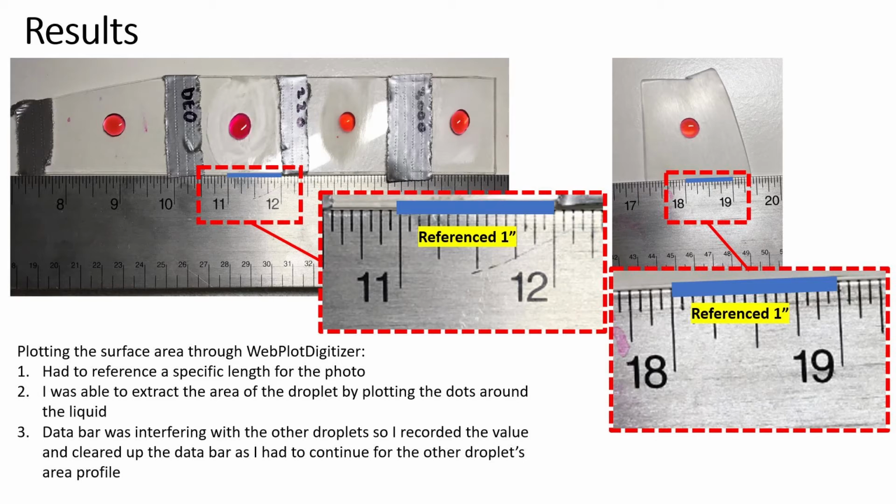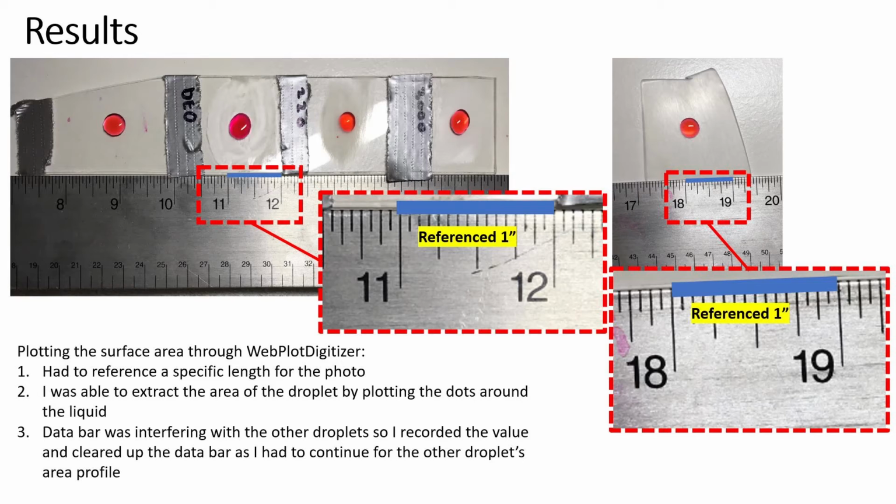I also have the results of extracting the surface area profile of the liquid droplets on the acrylic material. So basically what I did, I had to reference a specific length on the photo, and I referenced the 1-inch mark from 11 to 12 and 18 to 19 inches, and this was for the 4 drops as you can see on the left hand side of the picture, and then the right hand side is the ideal smooth surface to extract the area profile of the droplets.